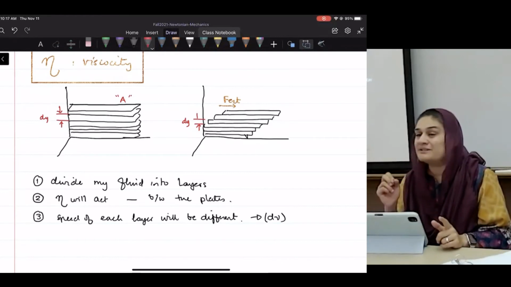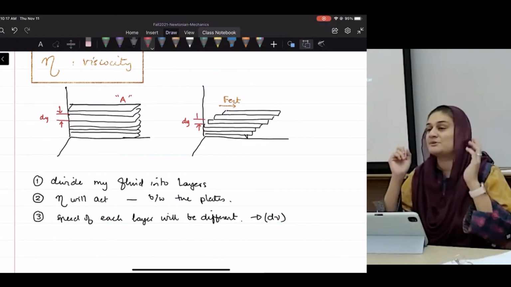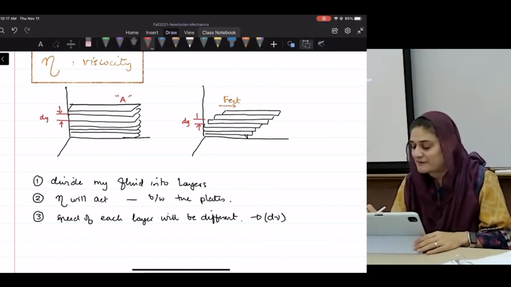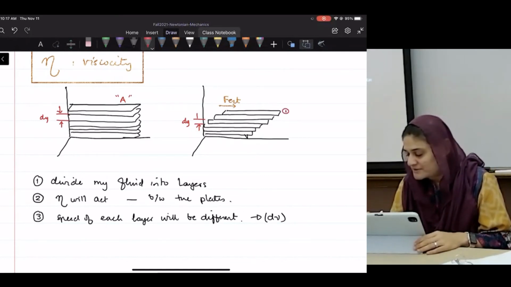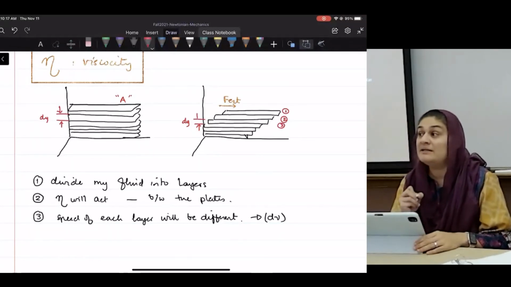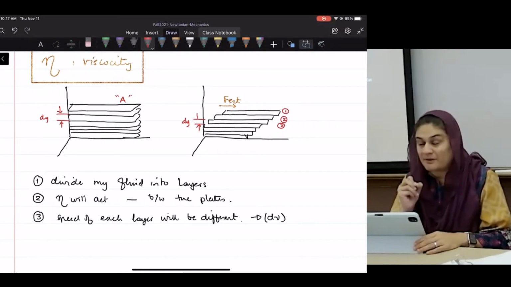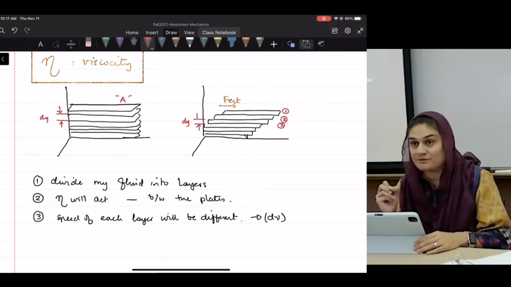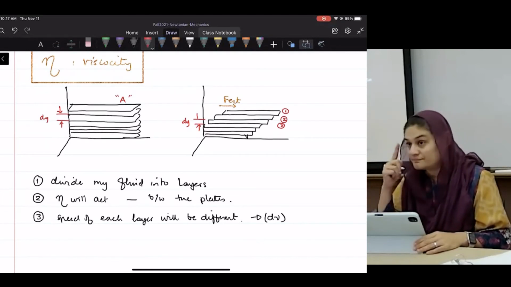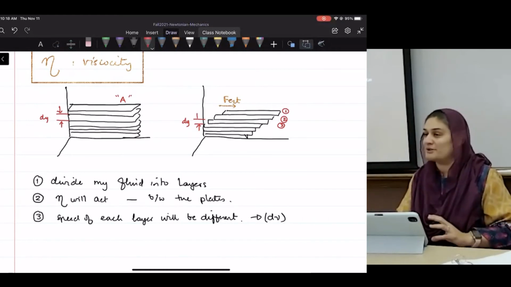That means I can predictably say that layer 1 at the top is going with, say, speed 2 meters per second. Not exactly. But layer 2 below that, so imagine this is layer 1, this is layer 2, this is layer 3, and so on. Will layer 1 be faster than layer 2? And layer 3 will be slower than layer 2. Yes? So that is a condition for a laminar flow. Remember that. Okay? These are assumptions I'm making, which will help me develop formulas for them.